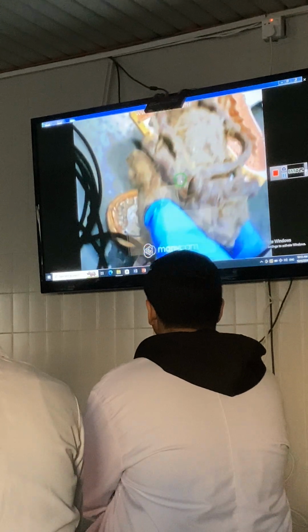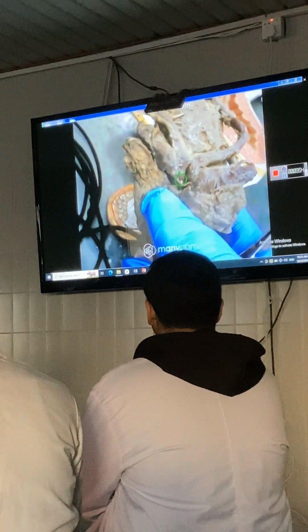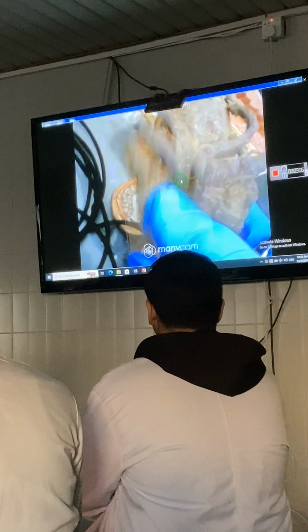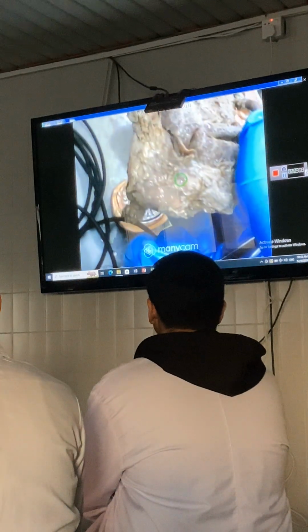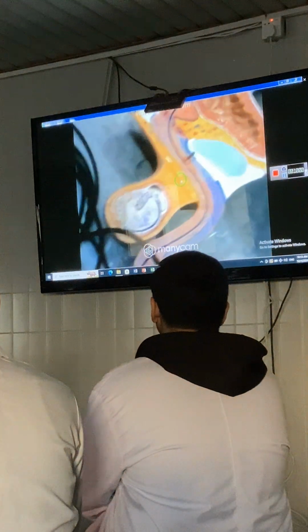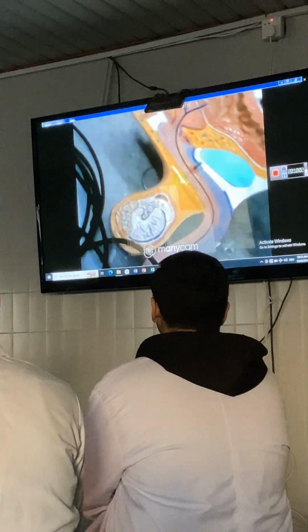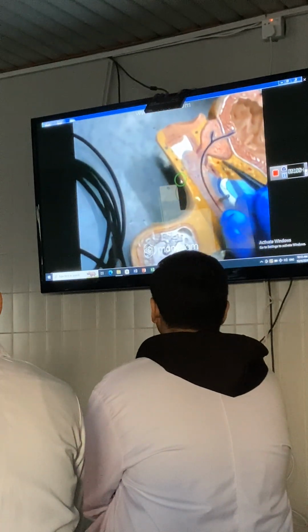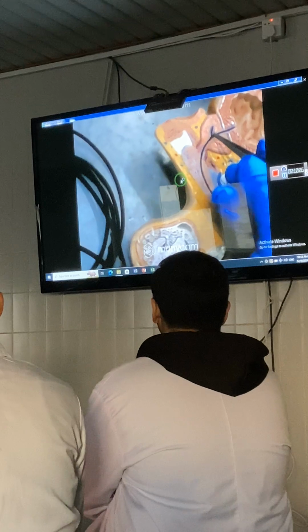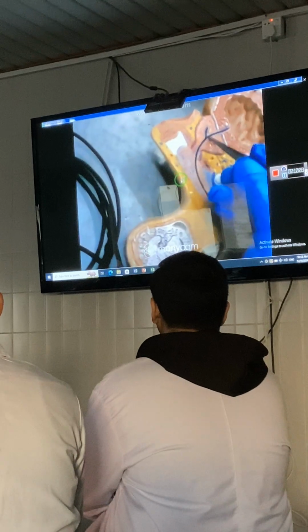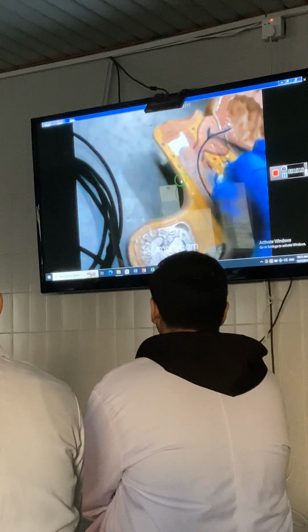The ampulla of the vas and the seminal vesicles form the ejaculatory ducts that pass into the prostate, which is this prostate. So the ejaculatory ducts, formed by the union of the seminal vesicles and the vas, open into the prostatic urethra on the side of the utricle.